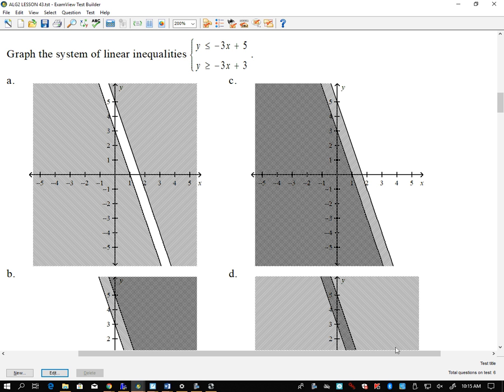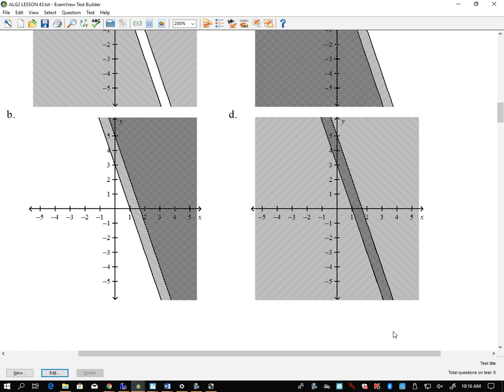Let's look at the next line. Is 0 greater than or equal to 3? No, so it should not include 0, 0 on that part. Looking at the second line, the closest one, should I be shading to the left of it or to the right of it? To the right of it. So my overlap should be in between them, because it's going in opposite directions. I should get D for an answer. Does that make sense?